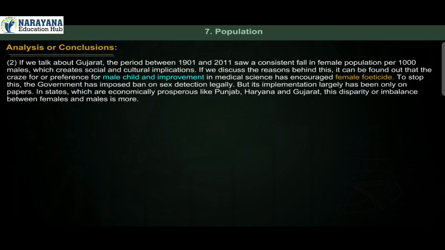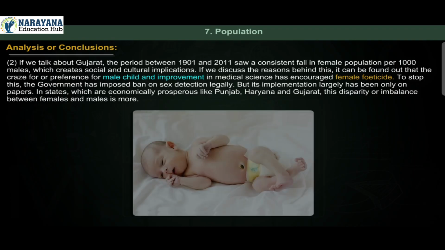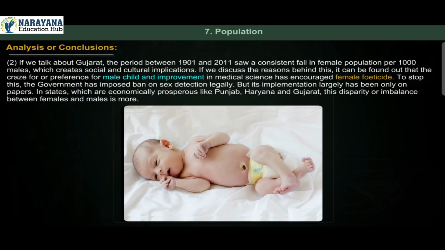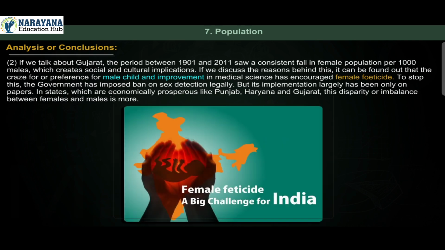If we discuss the reasons behind this, it can be found that the craze for or preference for male child and improvement in medical science has encouraged female foeticide. To stop this, the government has imposed a ban on sex detection legally, but its implementation largely has been only on paper. In states which are economically prosperous like Punjab, Haryana and Gujarat, this disparity or imbalance between females and males is more.